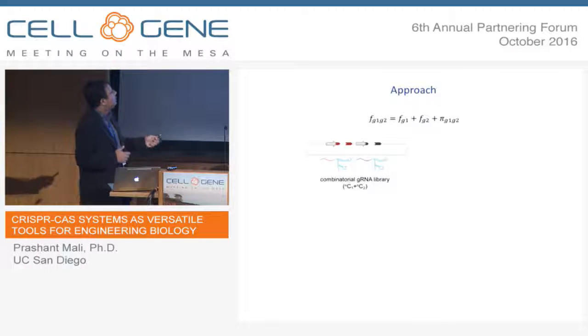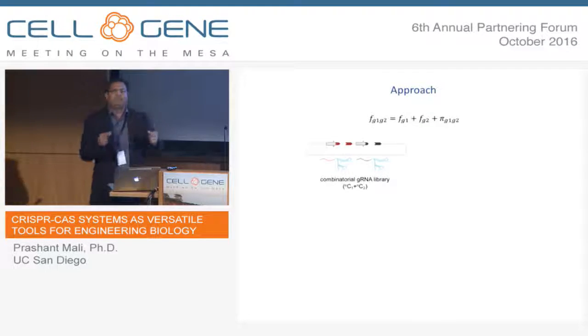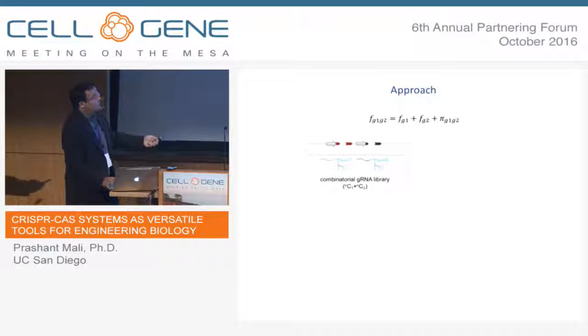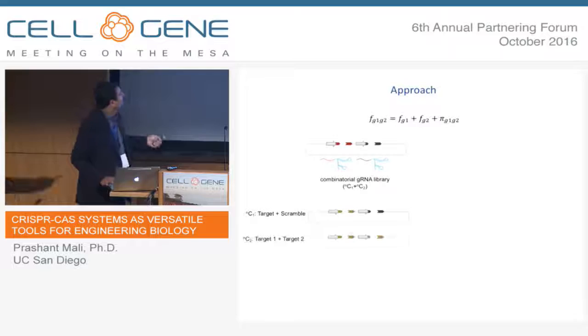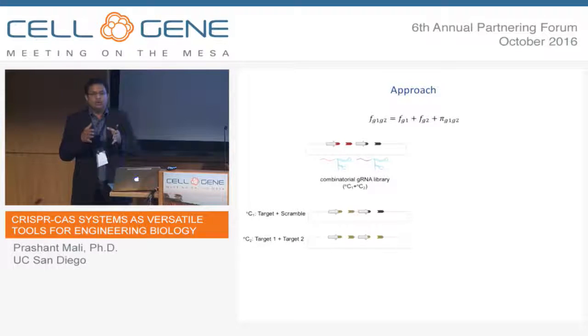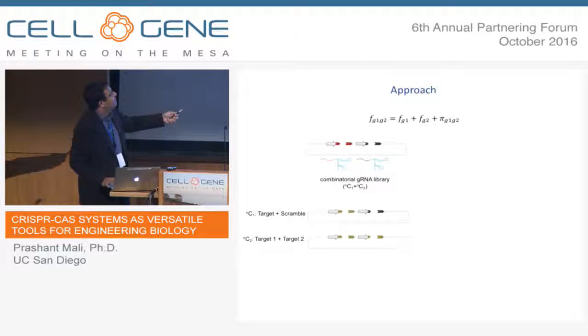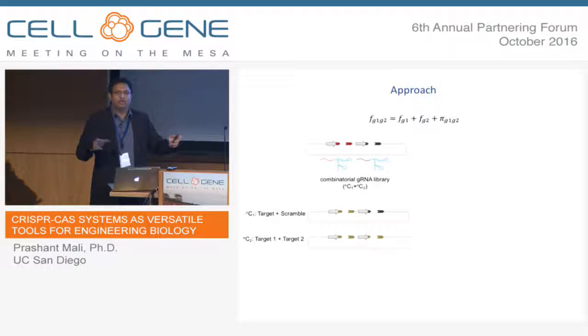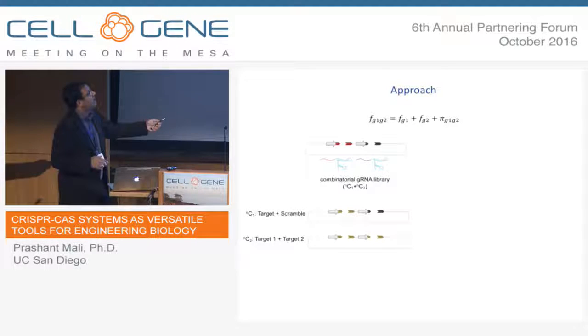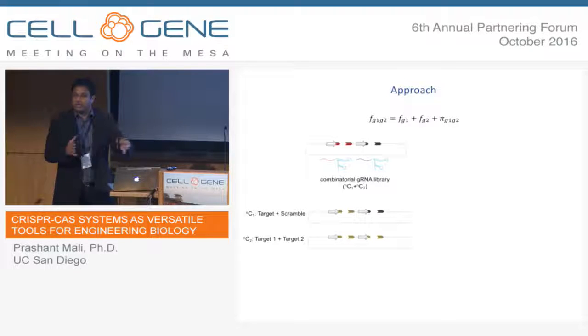In these combinatorial libraries, you have two guide RNAs present on the same vector, but they come in this variety of NC1 plus NC2. What I mean by that is these libraries are themselves subdivided into two parts. You have one where you take a guide RNA and pair it with a scramble guide RNA, which gives you the fitness effect of a single gene. But then you also have a library where you have two different guide RNAs targeting two different genes, and from that you can extract the fitness effect of a double gene perturbation.